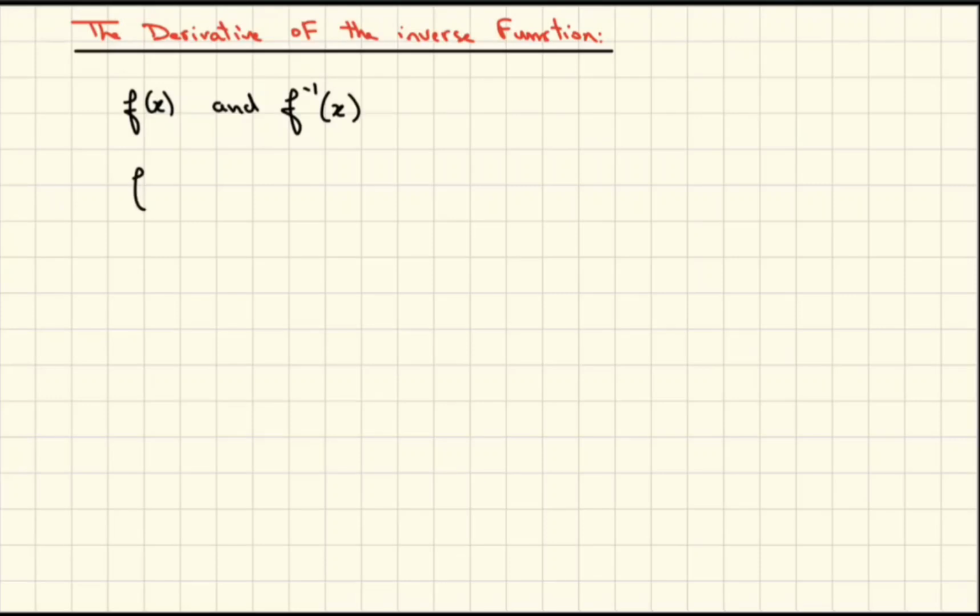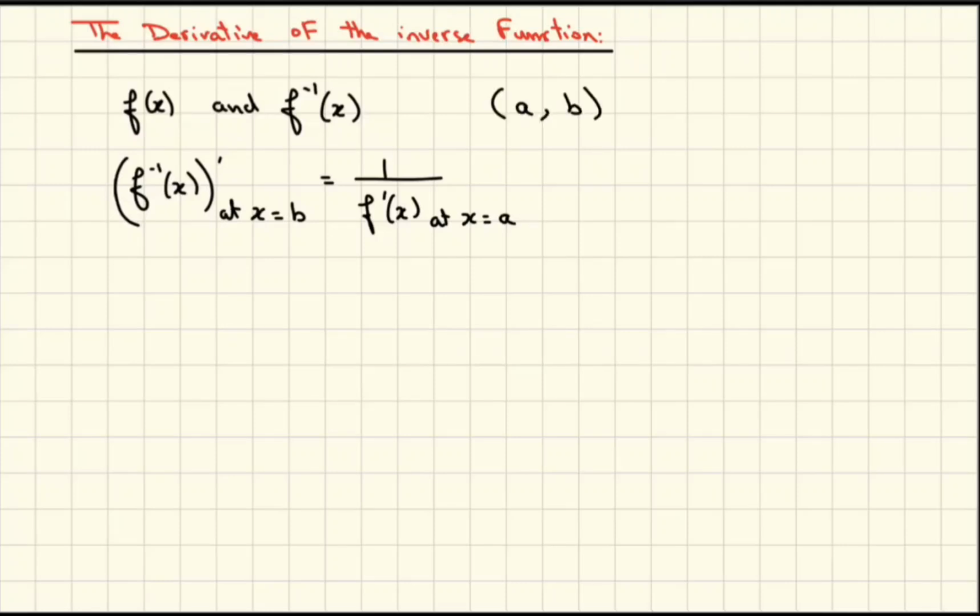Now, we know that the derivative of the inverse function at x equals b is equal to 1 over the derivative of the function at x equals a. And here we're talking about the point a comma b. So you can rewrite this as f inverse, the derivative at b is 1 over f prime at a.